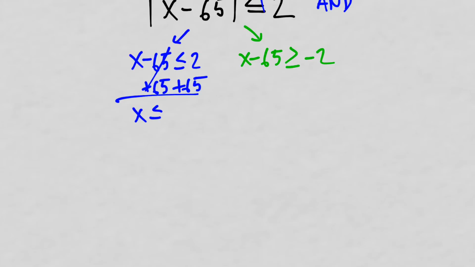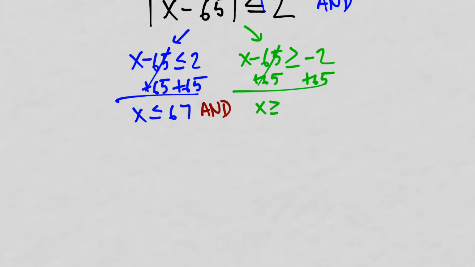This one's going to be x is less than or equal to 67. And, right, it's an and inequality. We solve the other one by adding 65 also. And that one's going to be x is greater than or equal to 63. And there you go. The solution is a number that is smaller than 67 and greater than 63. So somewhere between 63 and 67.